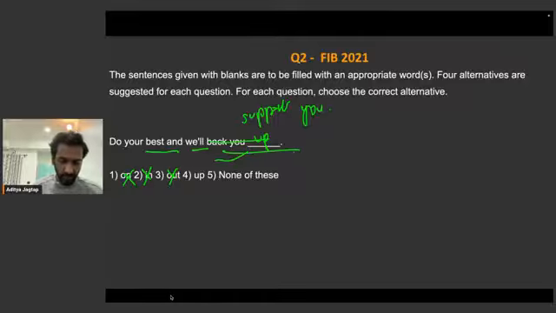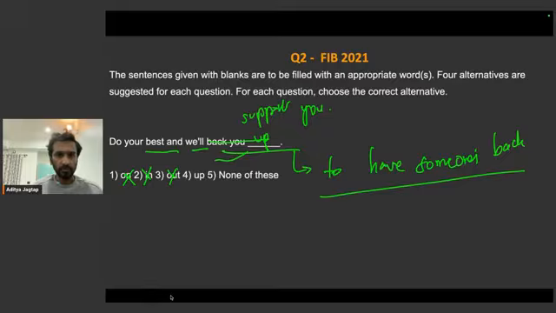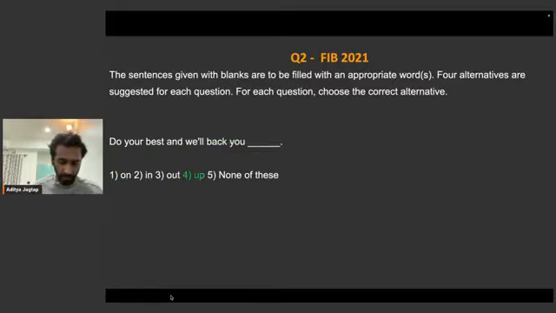So back you up is related to have someone's back, which means you are supporting someone, protecting someone, etc. Right? So back you up is related to that. The right answer would be back you up.